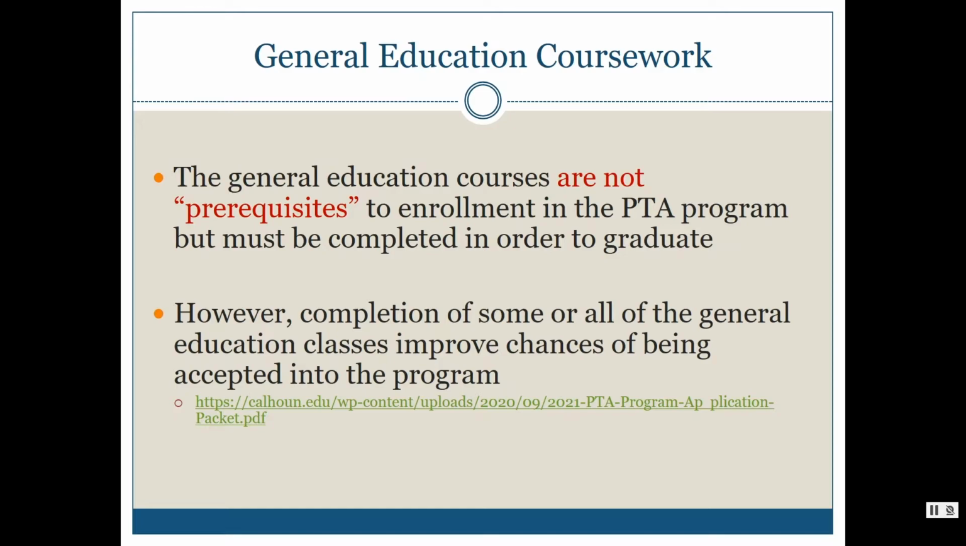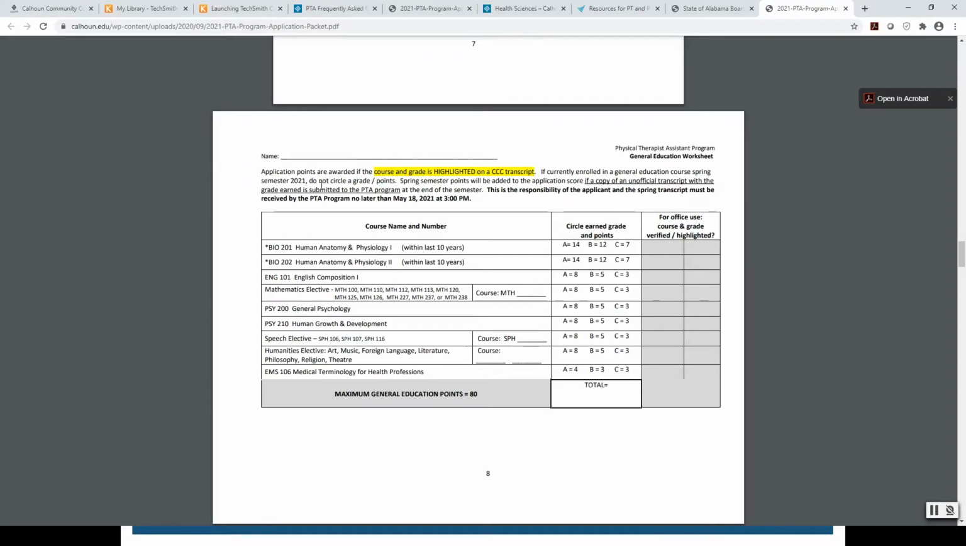So I'm going to return to our application. Again, I'm looking at the 2021 PTA application, and these Gen Ed courses are not prerequisites, but if you have taken them, you get points for that. Human Anatomy and Physiology 1 and 2 need to be taken within the last 10 years. And the reason for that is the knowledge that you learn in those classes directly helps you with this program because of the need for knowledge and understanding of the human body and how it works.